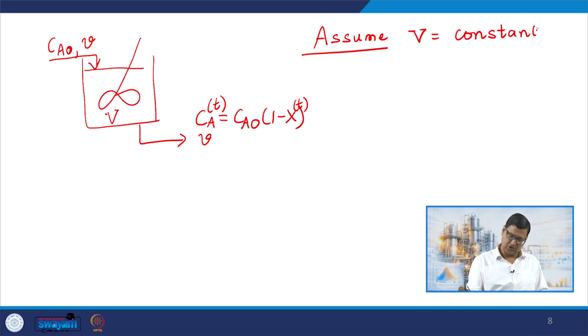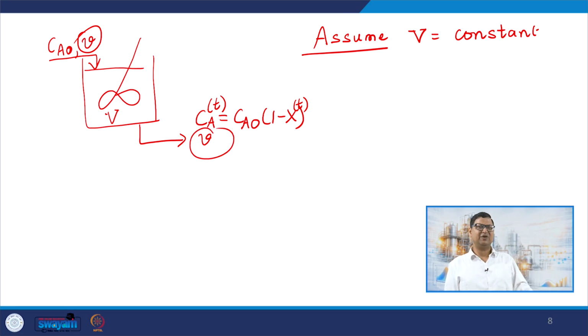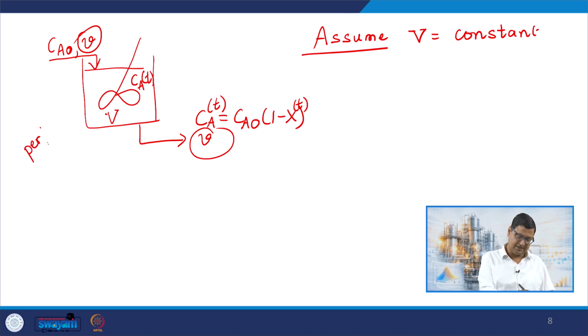Only then we can assume that the inlet volumetric flow rate is equal to the outlet volumetric flow rate. Otherwise, you will have an initial period where one of them, the outlet, has to be 0. If I assume V to be constant, then also the concentration of A in the tank will change with time. We can still assume that the concentration of A in the tank is the same as the concentration of A in the outlet, because we have perfect mixing, but it will take some time to reach steady state.